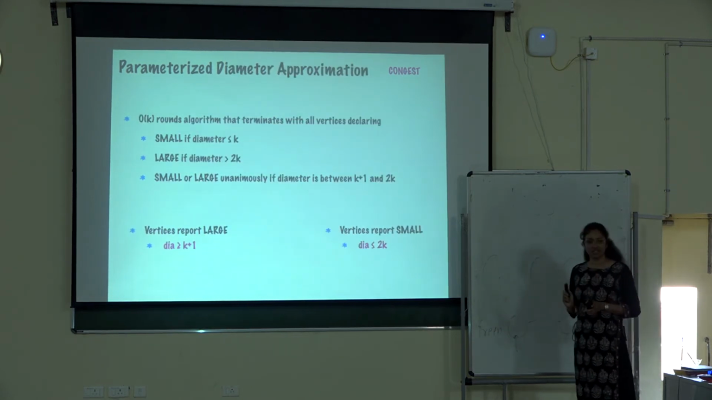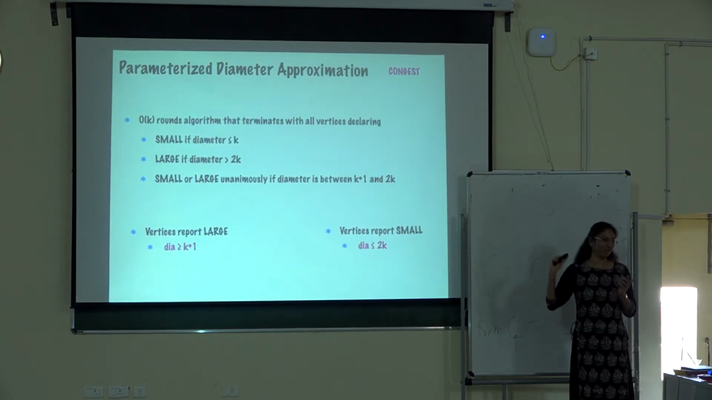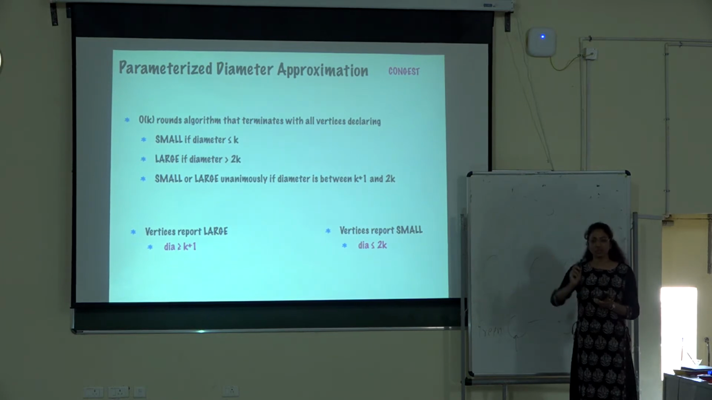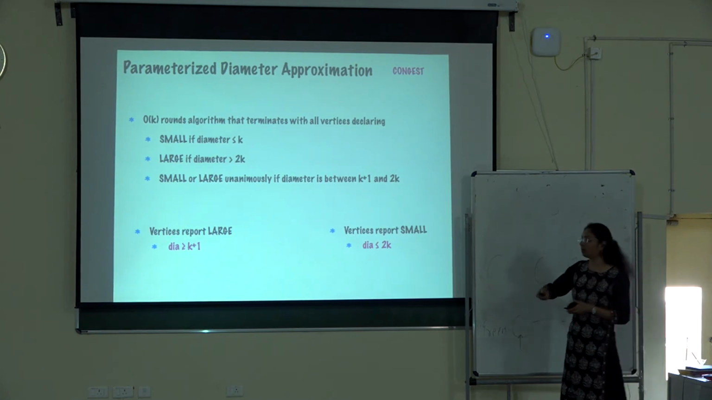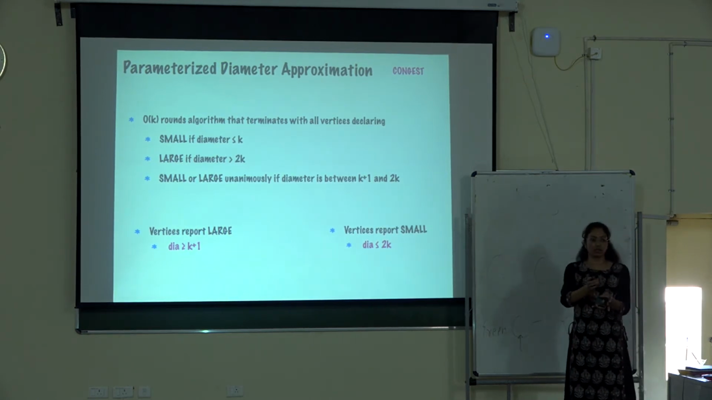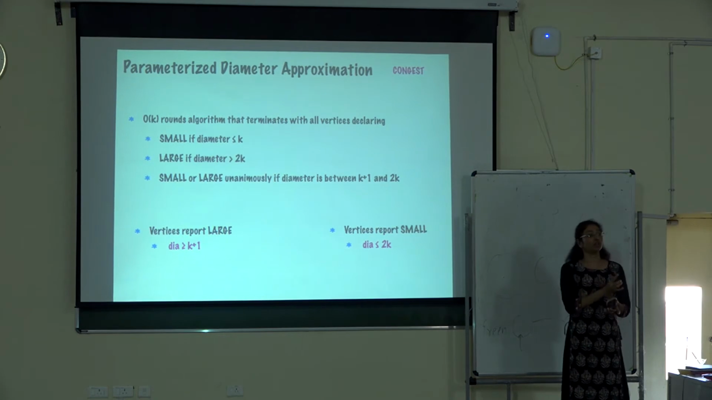Alright, so now all that remains is how we solve the diameter test, because both the algorithms use the diameter test. How do we solve that particular problem? Let me just reiterate the problem. We want a k round algorithm. In k rounds, what is the algorithm supposed to do?